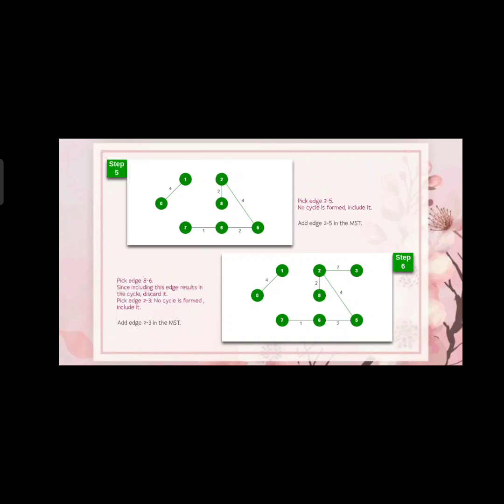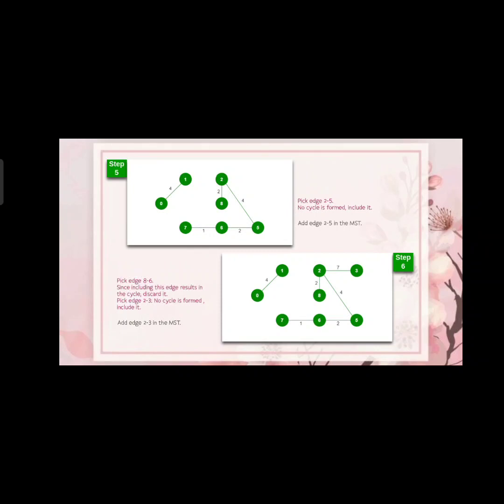Next, we need to take 2 to 5 because it does not form any cycle, so we are including it. Here we have included 2 to 5. The weight of this 2 to 5 is 4. Next, we pick 8 to 6. Since this edge results in a cycle, we discard it, because if we take 8 to 6, it will form a cycle. So discard 8 to 6.